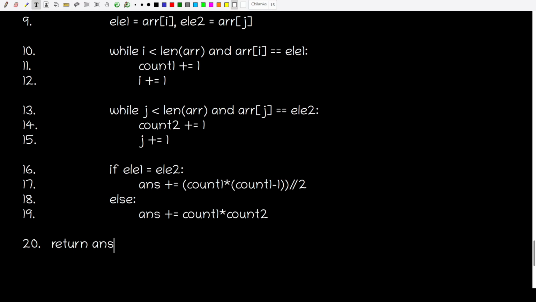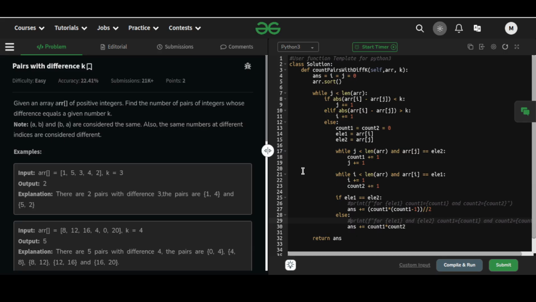Now let us see how we have implemented this in Python and C++. So first, let us look at the Python implementation. Over here, we have answer, i and j, and we are setting the values equal to 0, and then we are sorting the array. Folks, in the pseudocode, I think I forgot to sort the array, but sorting is needed.